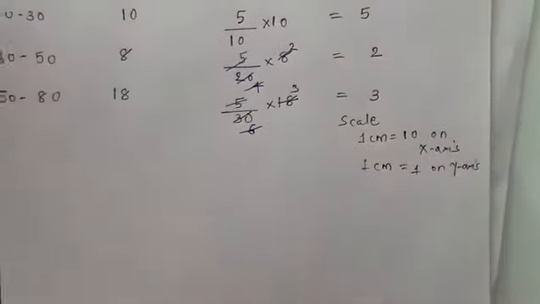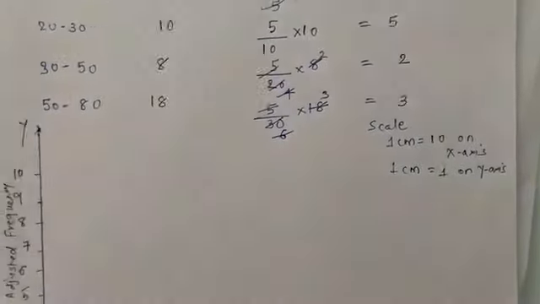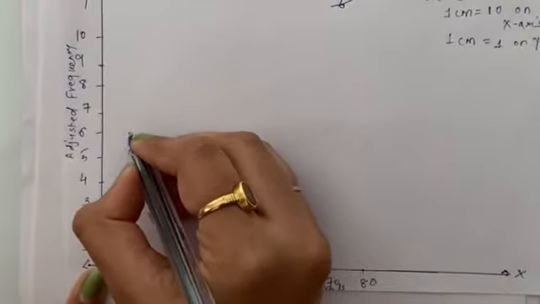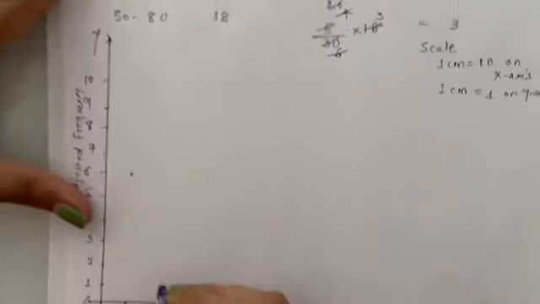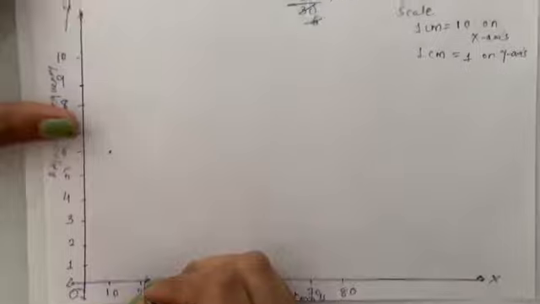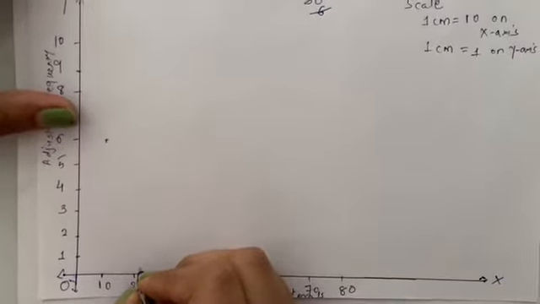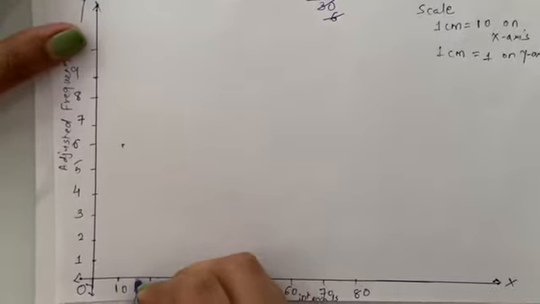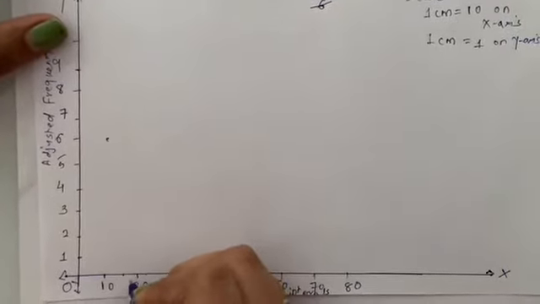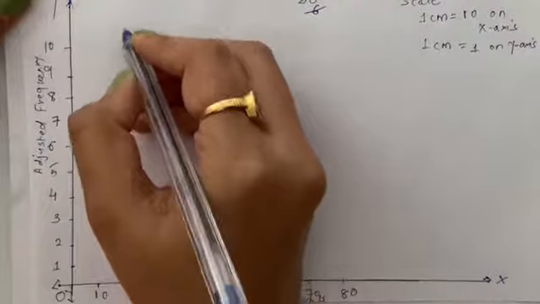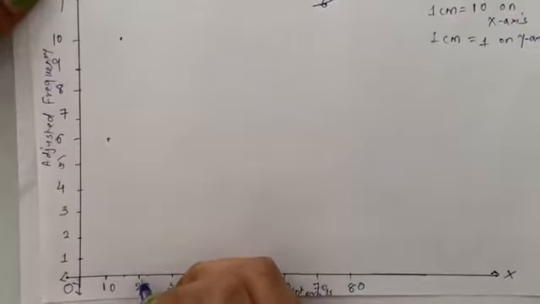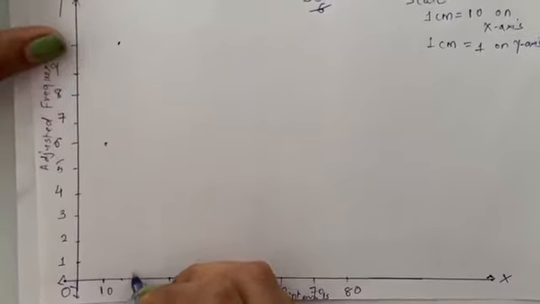This was the setup. Now you have to check. At 10 we have adjusted frequency 6. So at 10 we have 6. You have to check the lower boundary point. Now at 15, so 15 will be somewhere here. So at 15 you have 10. So the top. Now next is 20. At 20 you have 5.